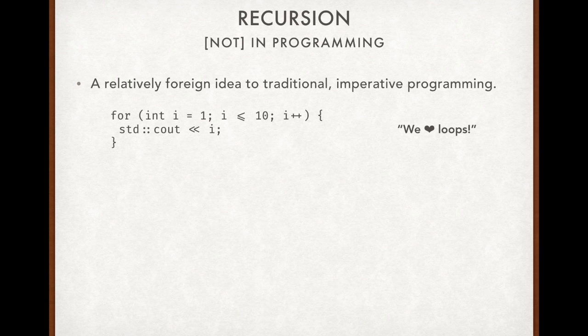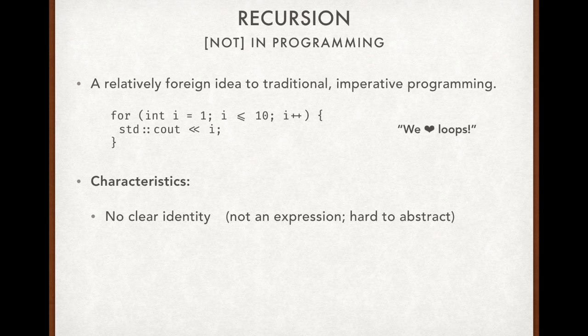Everything's a loop. There are some interesting characteristics about loops. There's not really a clear identity to a loop. If you're talking about this for loop, what is it? Tell me what this for loop does. It's obvious. In C++, it prints out 1 through 10, basically. There's not a clear identity. What I mean by that is this is not an expression. You can't refer to this loop as a whole. You can copy and paste it, you can tweak the paste, but you can't refer to the loop itself. You can't pass it around. It's not first class.